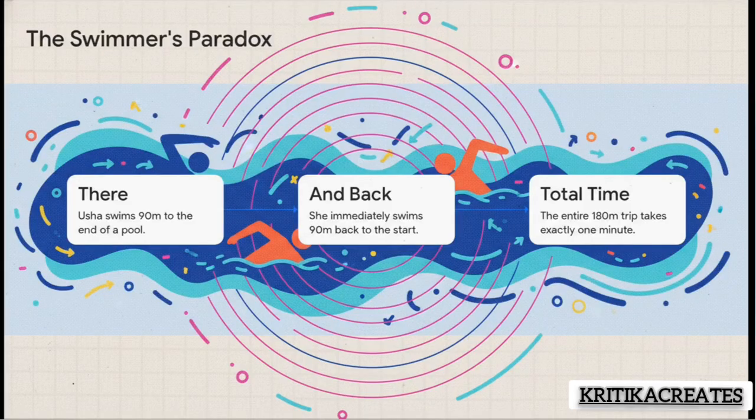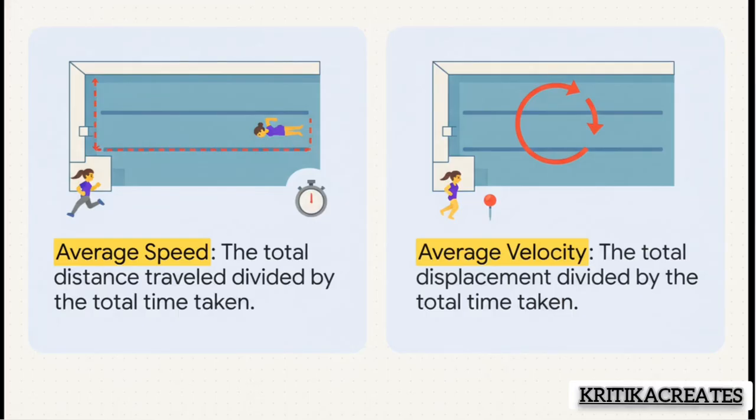So let's meet Usha. She dives into a 90-meter pool, swims all the way to the other end, and then immediately swims all the way back to where she started. The entire trip takes her exactly 1 minute flat. Now, she was clearly moving fast, but how do we describe her motion with our new physics words? And this is where two new terms come into play: average speed and average velocity. You see the pattern here, right? Average speed cares about the total distance Usha swam, her odometer story. But average velocity? Nope. It only cares about her displacement, her map story.